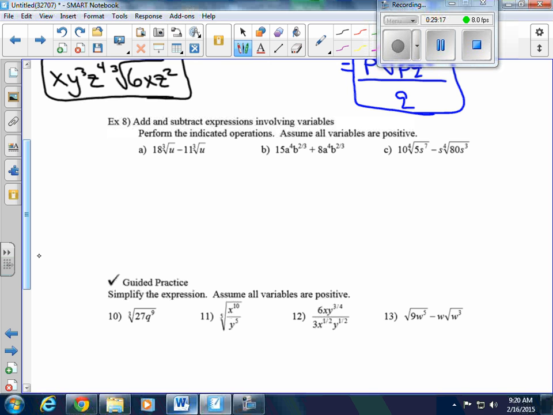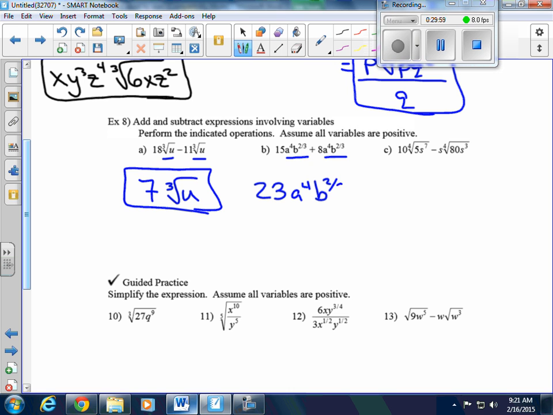And then example 8, again, is adding and subtracting expressions involving variables. It's just like the examples that we did before, only now we have variables in our radicand. So again, third root of u, third root of u, they are the same. So 18 minus 11 is 7. And then we have third roots of u. Okay, as simple as that in the first one. Same thing as in the next one. We have a to the 4th, b to the 2/3, a to the 4th, b to the 2/3. Well, we have 15 plus 8, so that's 23 of them. A to the 4th, b to the 2/3.